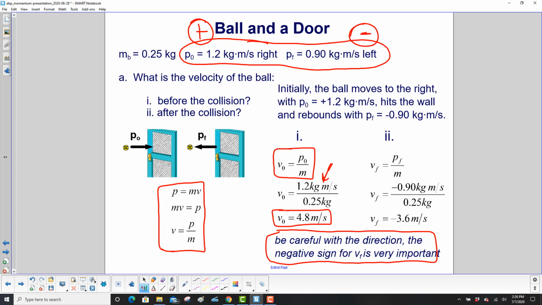Then, after the collision, which is our scenario 2 here, we have a negative momentum because it's to the left. So we have a final velocity that is negative 3.6 meters per second. Please make sure you're comfortable with this, because we're going to need that for the next part.